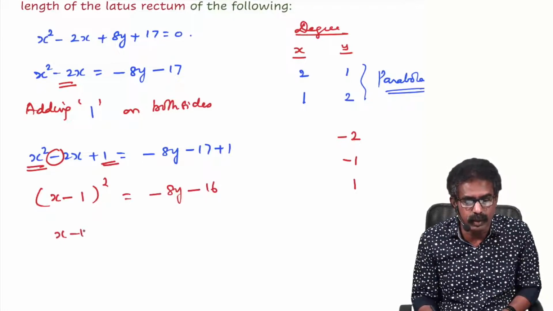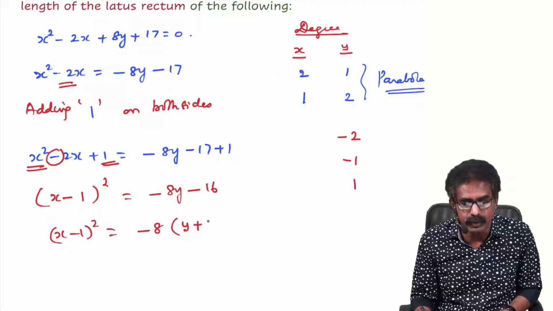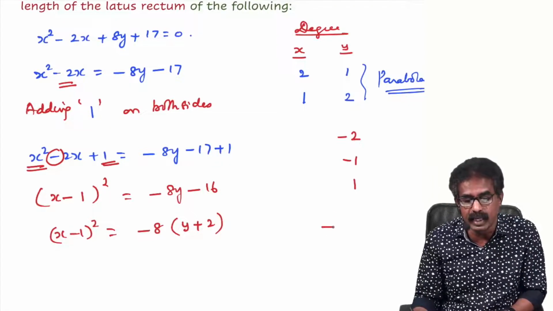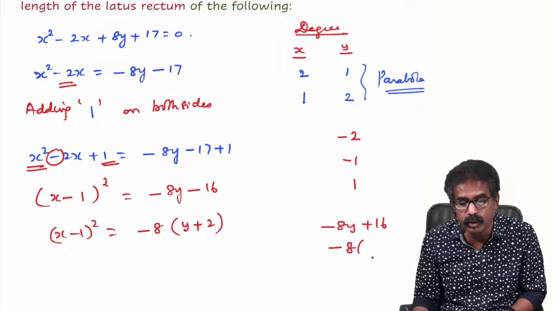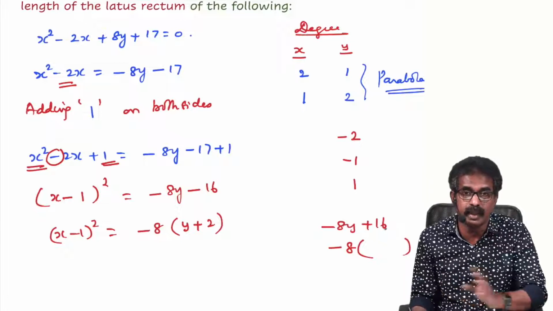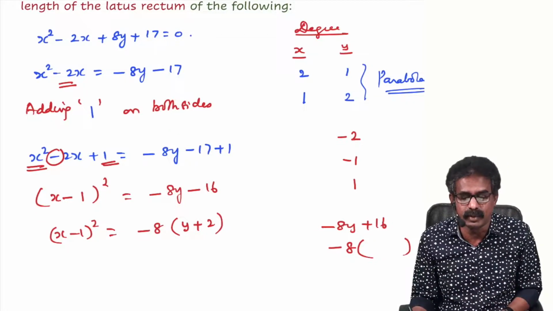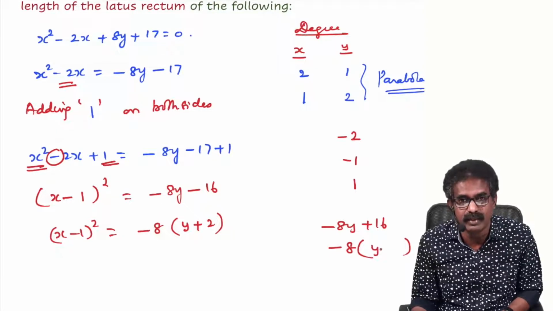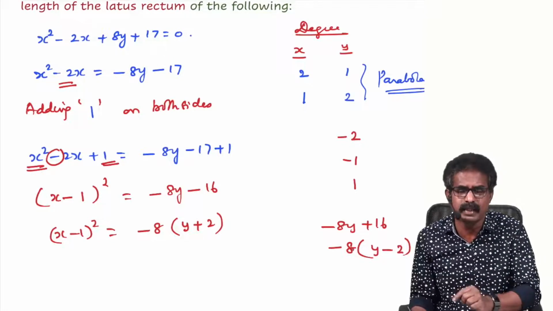So x minus 1 the whole square equal to, here you take minus 8 common. You are getting y plus 2. Do it very carefully. If you have a doubt, multiply and see. Especially in questions like this, minus 8y minus 16, when I take minus 8 outside, you have to be very careful. Sometimes even bright students scoring centum make mistakes. So be very careful. If you take minus 8 outside, you will get y, not plus 2, it is minus 2. So multiply and check.